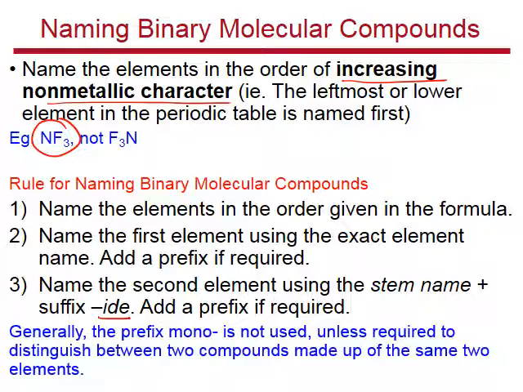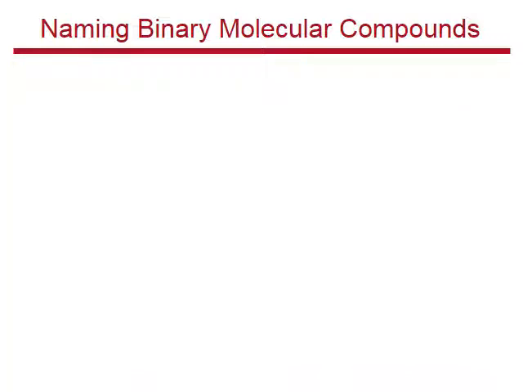Let's do a quick practice to name NF3. The first element here is nitrogen, and since there's only one atom, we don't have to include the mono. The second element is fluorine. There are 3 moles of it, so it's tri. The stem name of that element, fluor, followed by the suffix -ide, so it's nitrogen trifluoride.